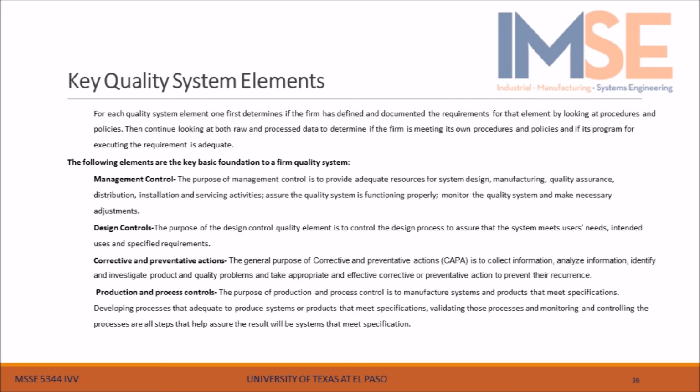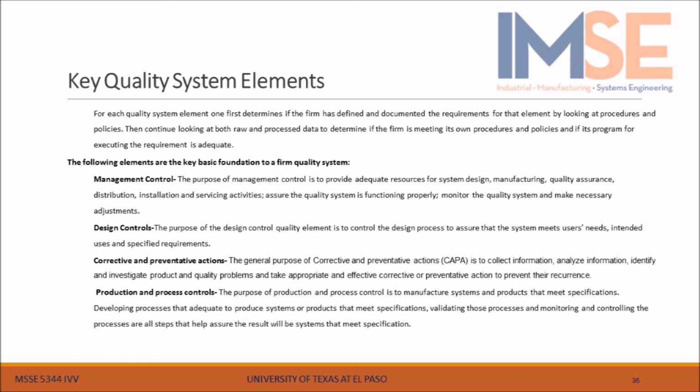The following elements are key basic foundation to a firm's quality system. Management control: the purpose of management control is to provide adequate resources for system design, manufacturing, quality assurance, distribution, installation, and servicing activities, assure the quality system is functioning properly, monitor the quality system, and make necessary adjustments. Design controls: the purpose of the design control quality element is to control the design process to assure that the system meets users' needs, intended uses, and specified requirements.